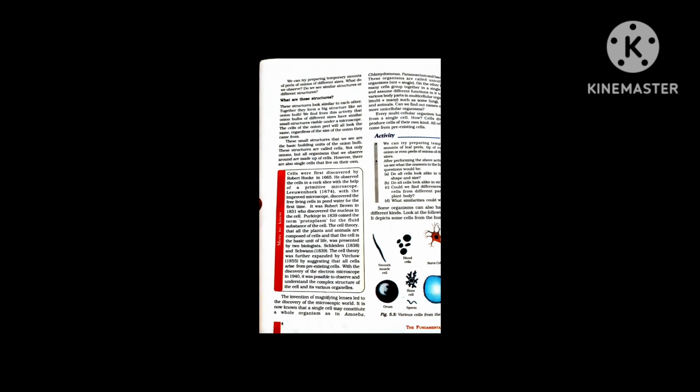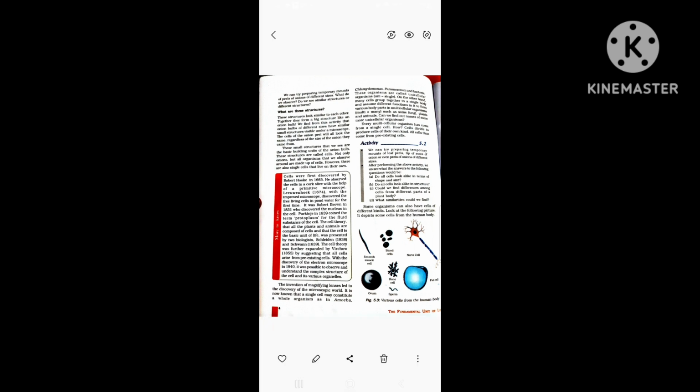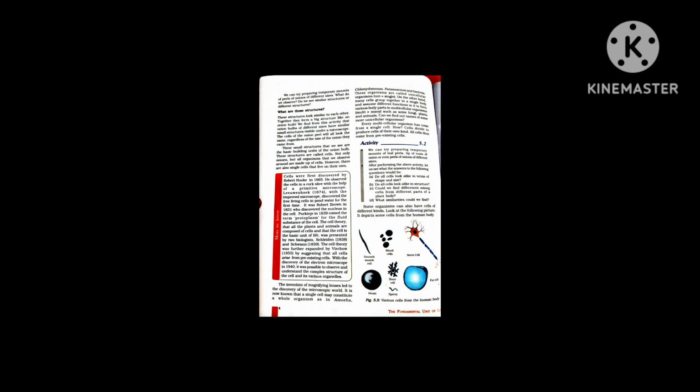Every multicellular organism has come from a single cell. How? Cells divide to produce cells of their own kind. All cells come from pre-existing cells. We have an activity 5.2. Let's see that at the end of this session. Before that, let's go for the matter. Some organisms can also have cells of different kinds.